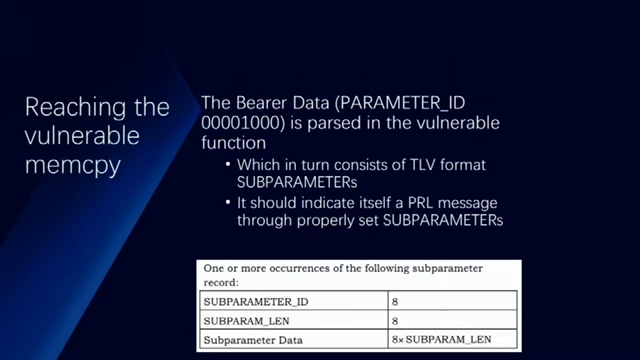Similarly, the bearer data also contains TLV-format structures. They call them subparameters. The first subparameter inside the bearer data should indicate that it is a PIL message. The structure of a subparameter is basically like this. It starts with an ID. The 8 here means 8 bits, so it is 1 byte. It has a 1-byte length, followed by the content of that length.